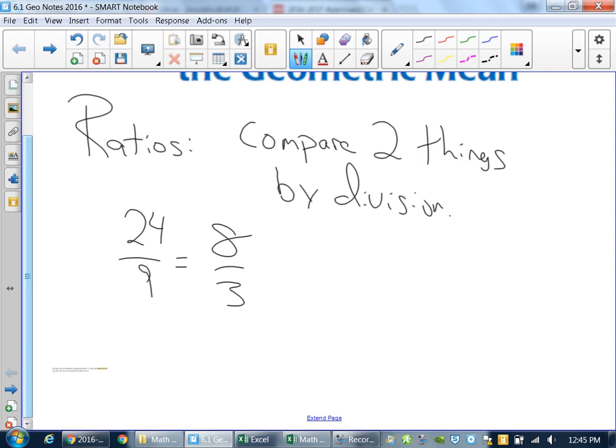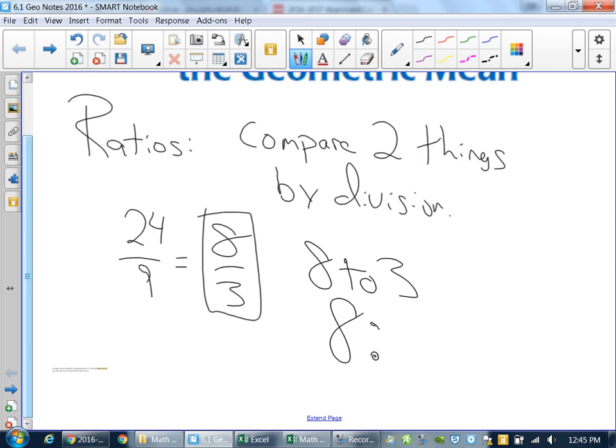Start thinking about that. So you can see it, they're written as fractions. 8 to 3, I'm sure you've seen that before. And also the other one is the colon, 8 to 3. First number is always the one that goes in the numerator, second one's in the denominator.